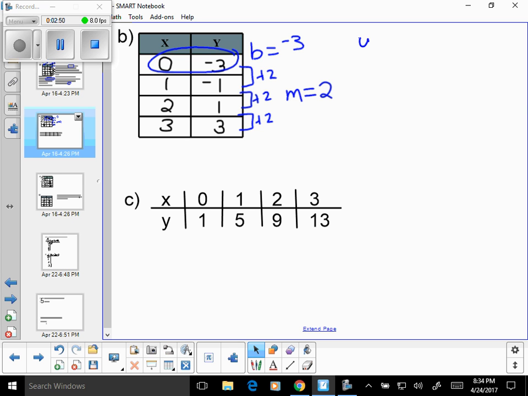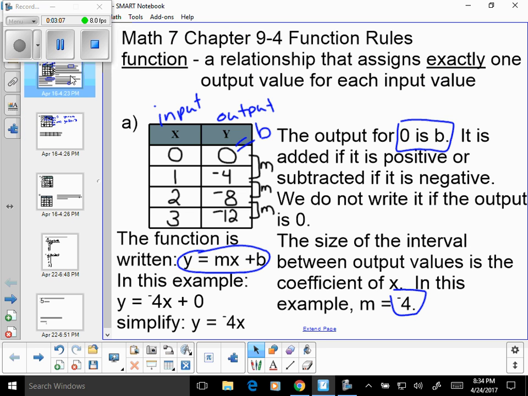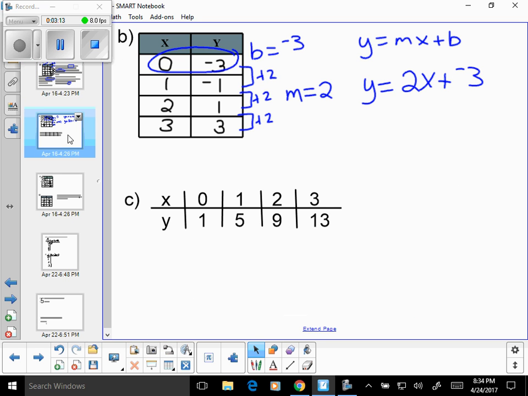Now, remember, here's my format. Y equals mx plus b. Now it's a matter of substitution. Y equals m is 2, 2x plus, remember, it's -3. Now remember what I said back here. If b is negative, then I use subtraction. So if I'm going to simplify this, it's going to be 2x minus 3. Now some students, they just remember it, and they don't worry about this particular step right here. This is considered optional. They just go to y equals 2x minus 3.